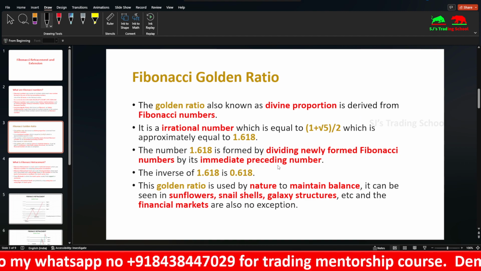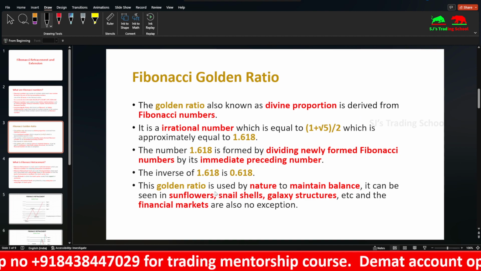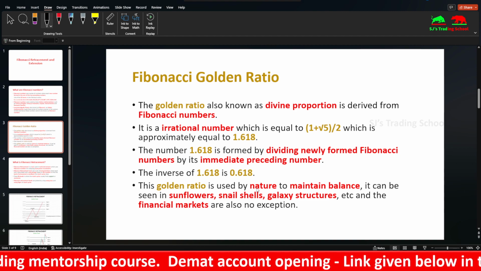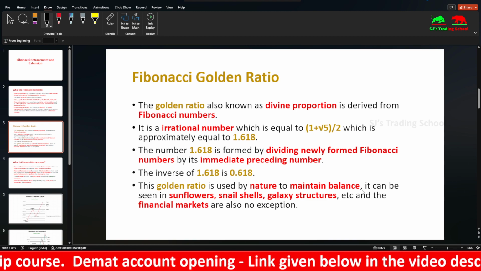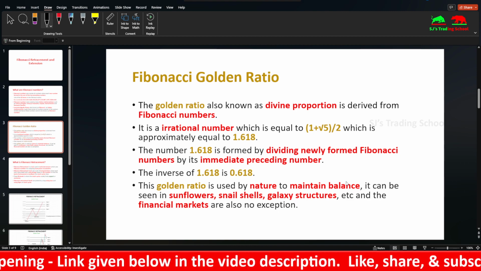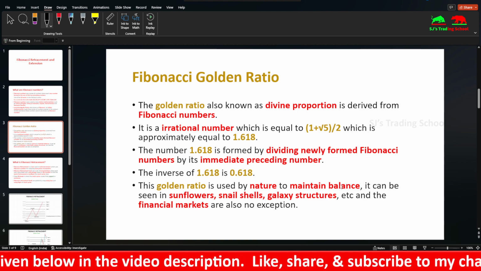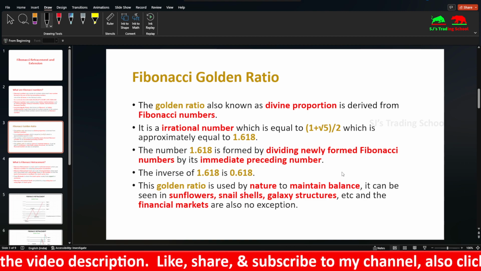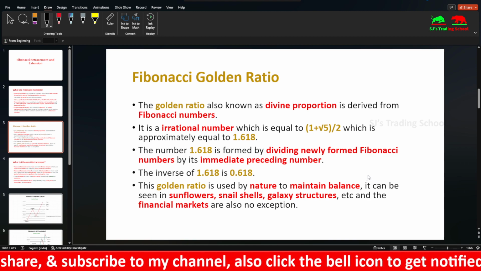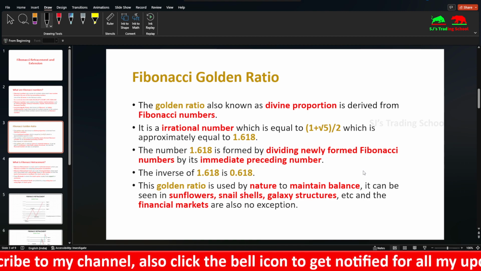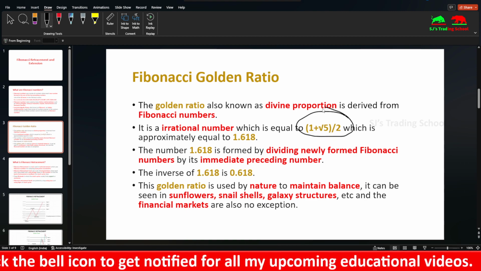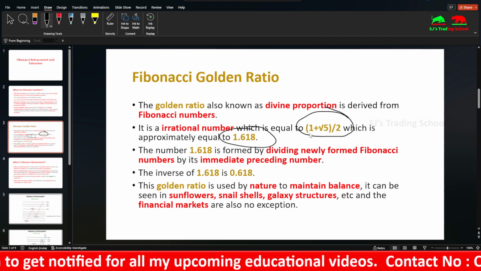You can find this golden ratio in many structures such as sunflowers, snail shells, and even our galaxy structure is in this form. It is used by nature to maintain balance in the universe. Many people tested it in financial markets, the share market, and found it to be valid. This is proof that the share market runs based upon certain mathematics. It is an irrational number, approximately equal to 1.618.